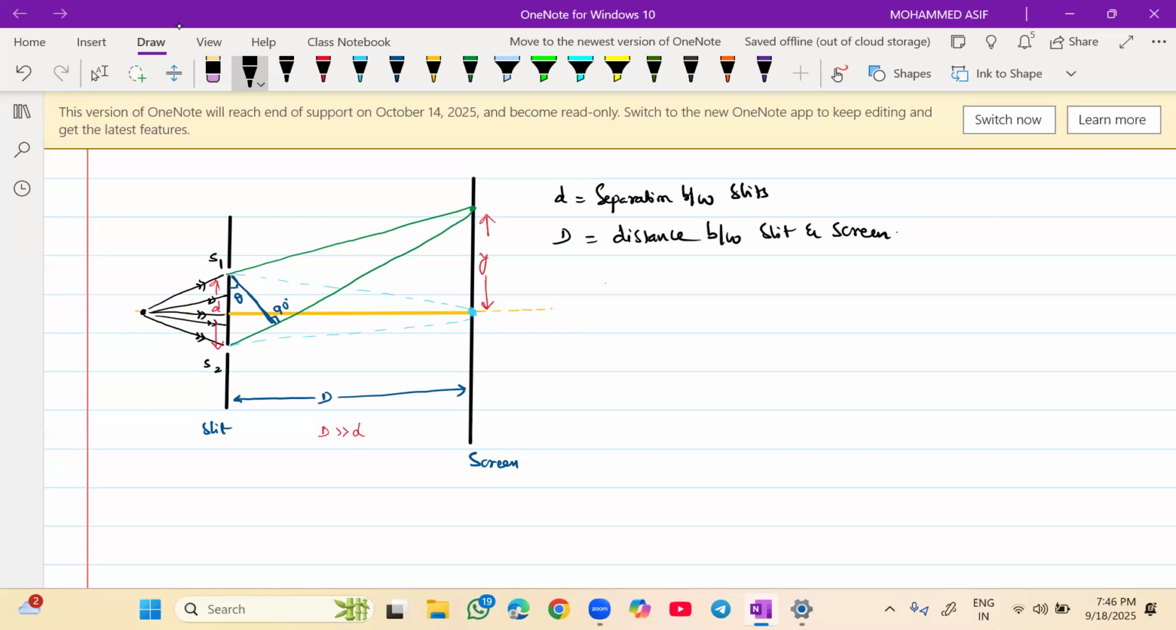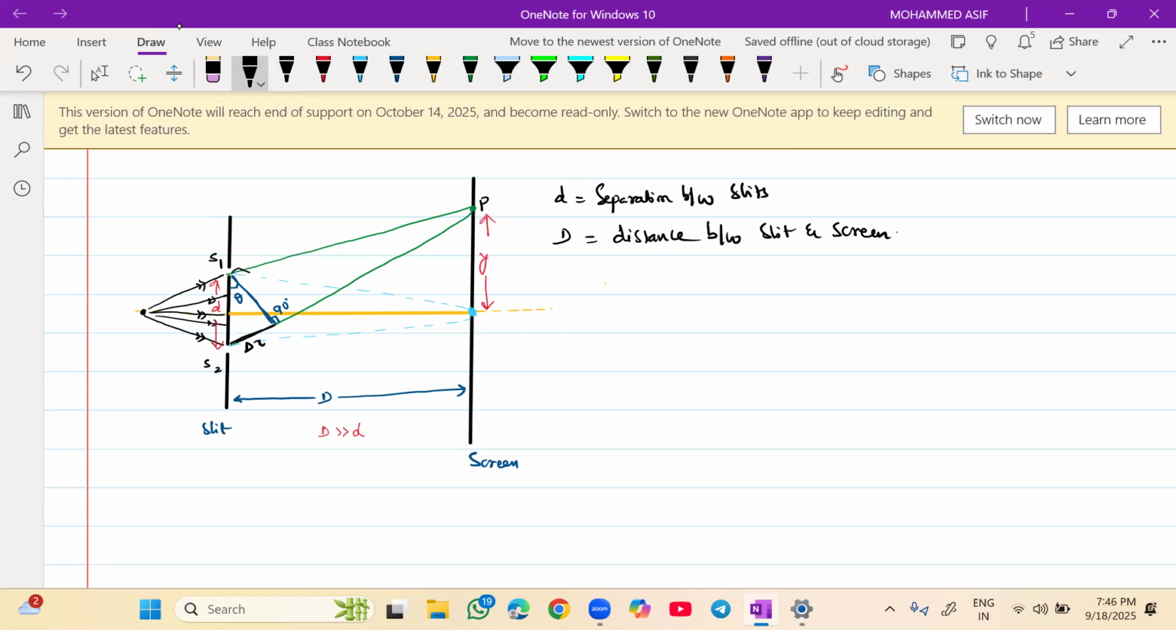Now the path difference. Right now, the point I'm taking is this one. This is your S1, this is your S2, and this one I'm taking as some point P. Am I clear? Yes, sir. Now what is the path difference? This distance will be acting as your path difference. That is nothing but delta x.